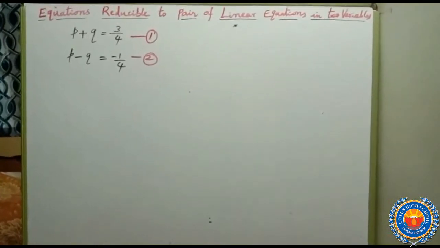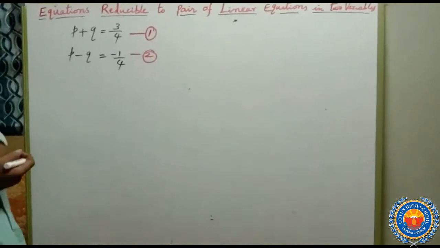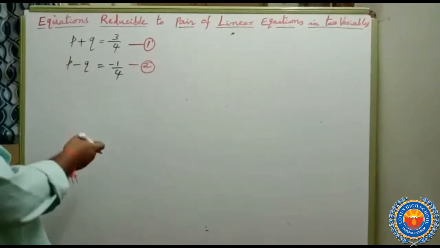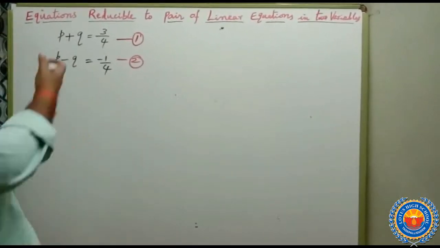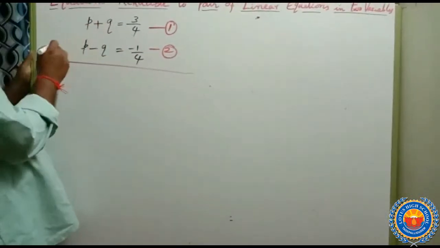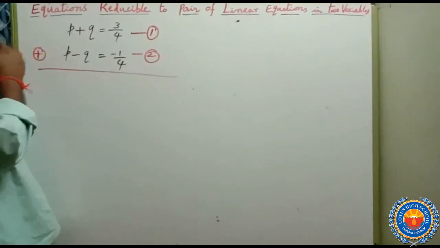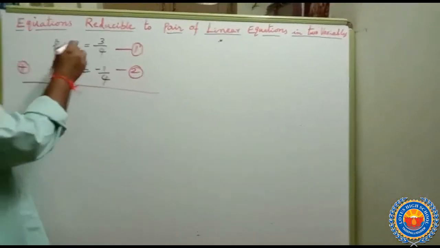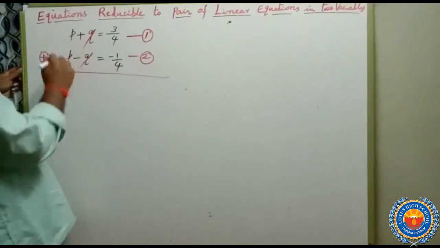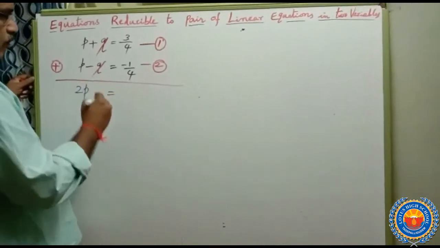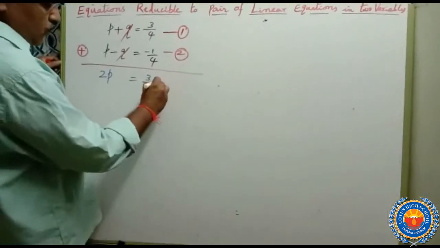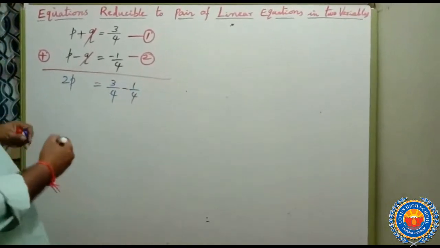Here, this is equation 1 and 2, a pair of linear equations in two variables. I am going to use the elimination method again. I am going to eliminate q, in p plus q and p minus q. No need to multiply with any constant because here is plus 1q and here is minus 1q, plus symbol and minus symbol. That's why I am going for addition. So plus q and minus q will be 0.